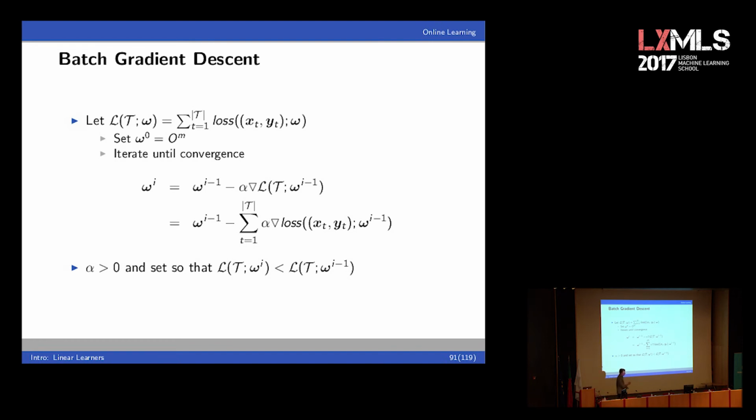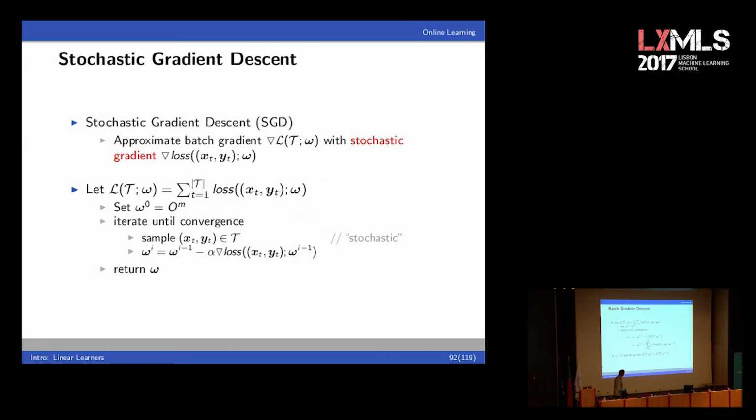So again, batch gradient descent, this is what we had for logistic regression. You iterate until convergence, and what you do is you compute the gradient of your full training set. So you're summing up the gradients of the loss function for each of the training examples. And you can also average this, right?